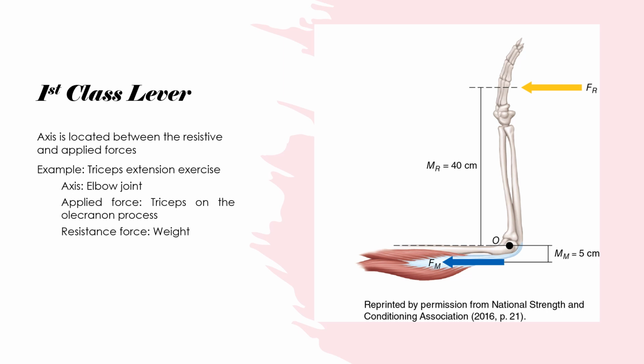In a first-class lever, the fulcrum is positioned between the applied force and the load or resistance. This arrangement allows for various applications and mechanical advantages. The axis is located between the resistive and applied forces. Again, with a triceps extension exercise, the axis is the elbow joint, with the applied force being the triceps on the olecranon process, and the resistive force is the weight.